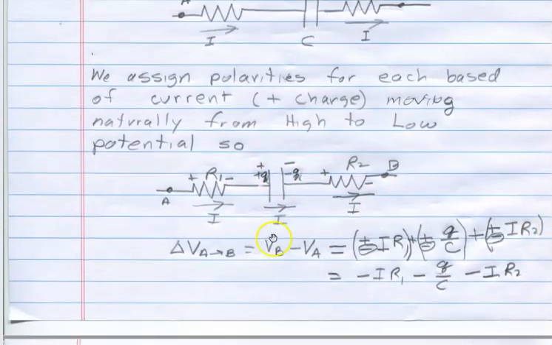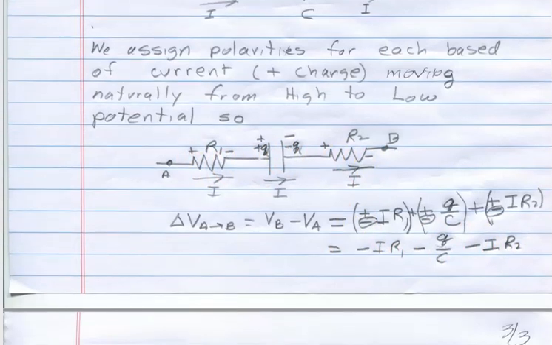And then to get the total voltage drop, you just add up the voltage drop across the resistor, plus or minus IR1. Voltage drop across the capacitor, plus or minus Q over C, the instantaneous charge on it divided by C. And then the voltage drop across R2 is plus or minus IR2. And if you notice, as you move across each one of these in this direction, the way I've assigned things, these are all negative, and so the total voltage drop is a true voltage drop across each element, and so you just sum up all those negative numbers to get the voltage drop.